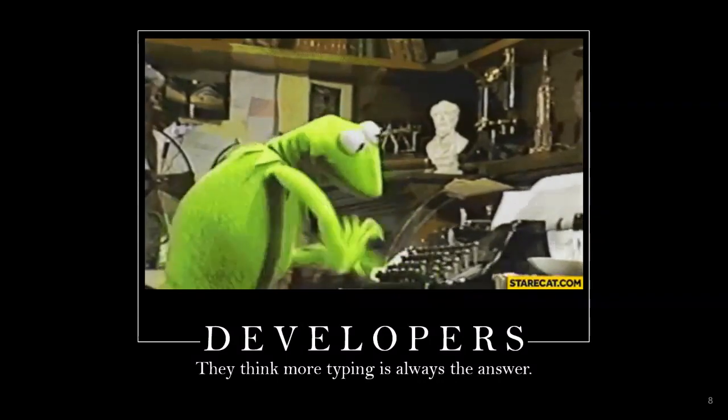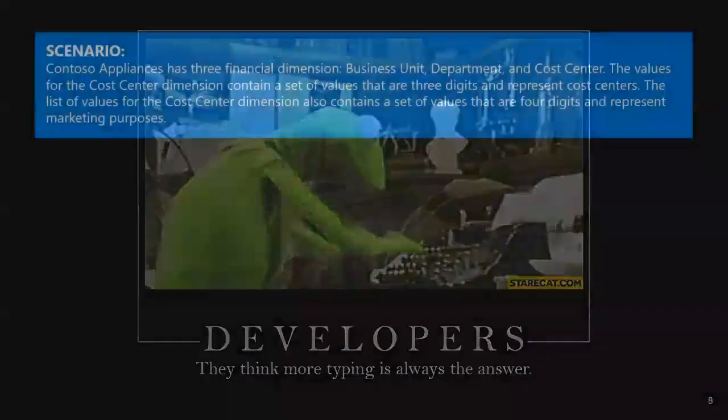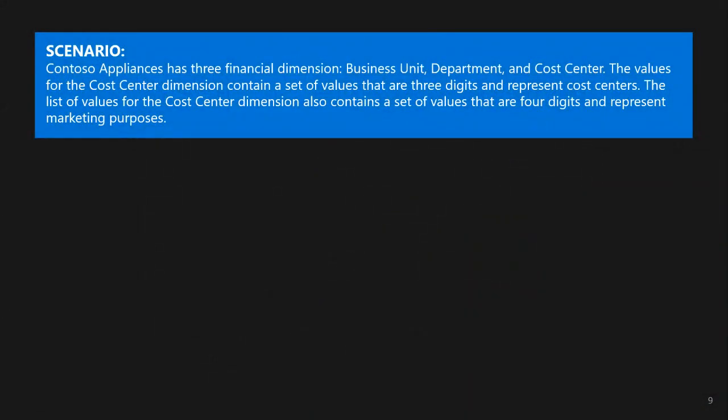All right, you want to tell the next story? Yes. Contoso Appliances has 3 financial dimensions: business unit, department, and cost center. The values for the cost center dimension contain a set of values that are 3 digits and represent cost centers. The list of values for the cost center dimension also contains a set of values that are 4 digits and represent marketing purposes.